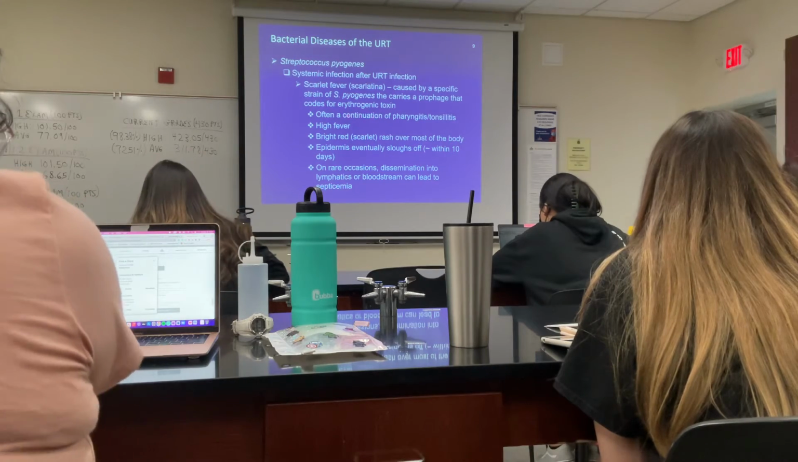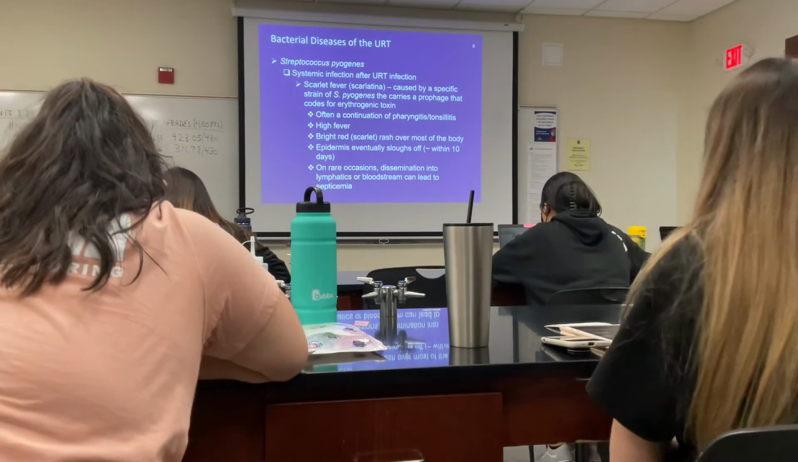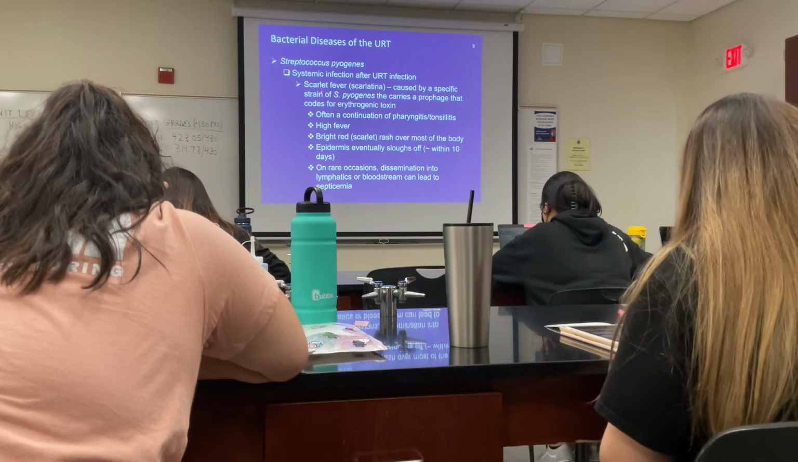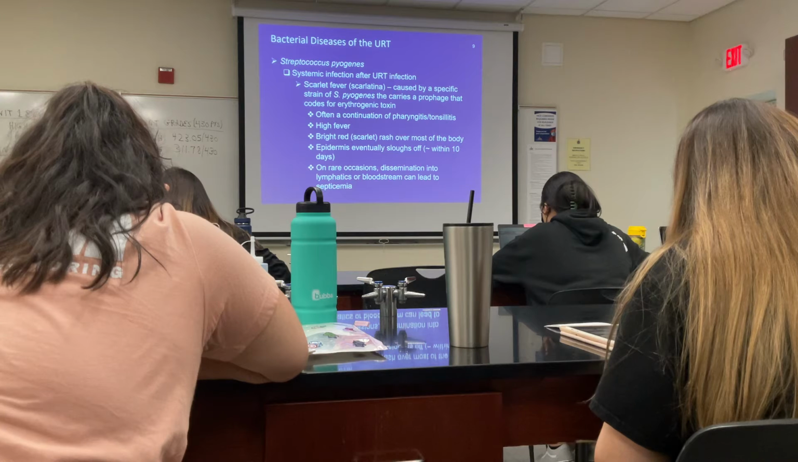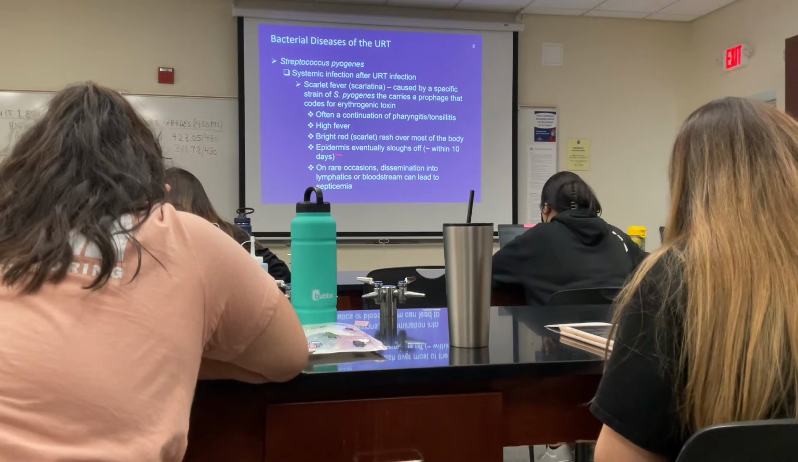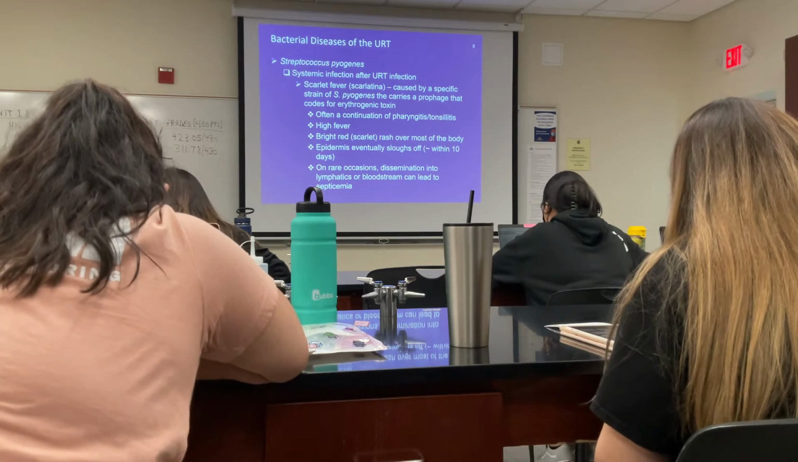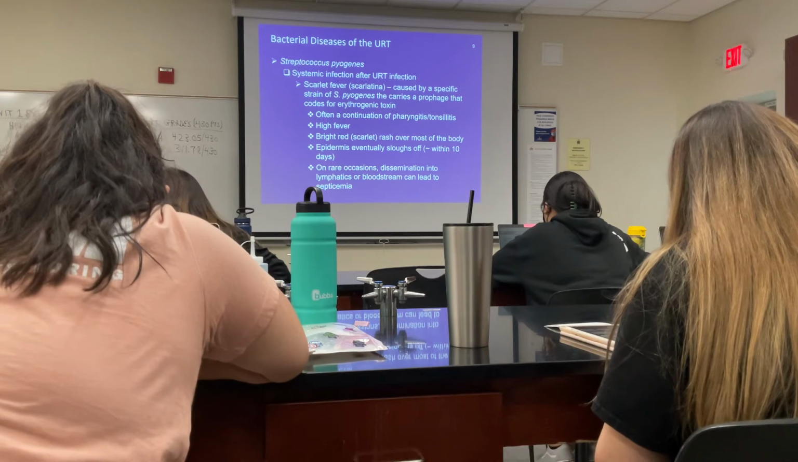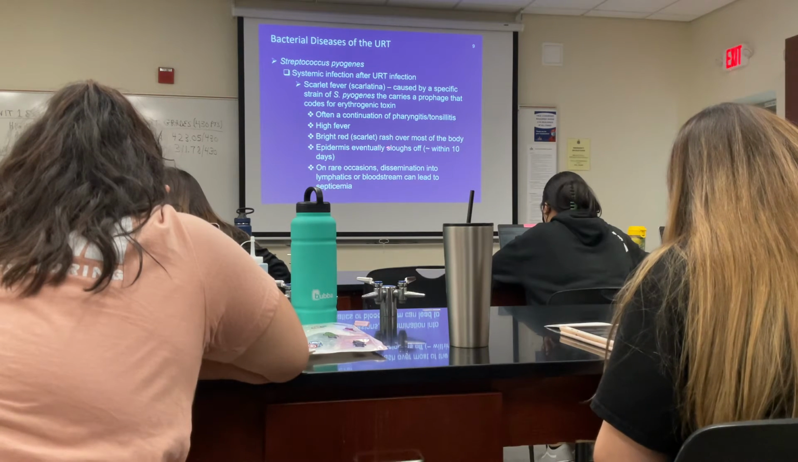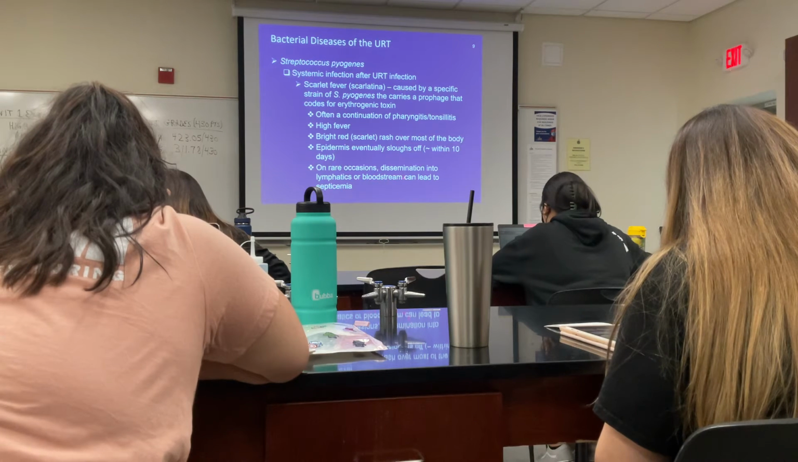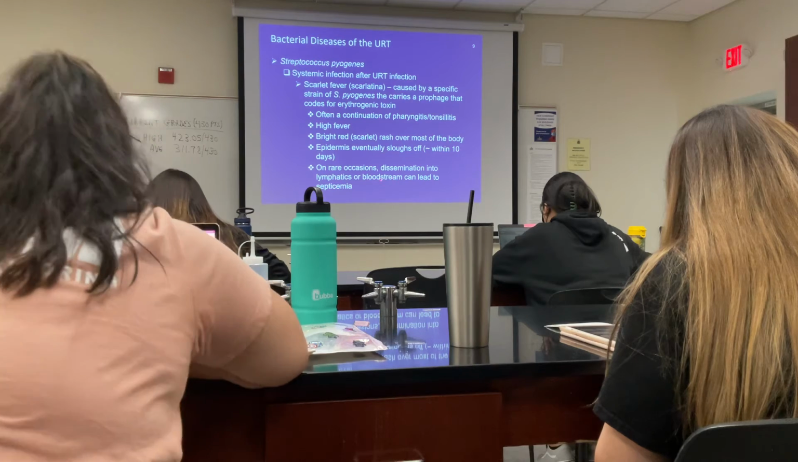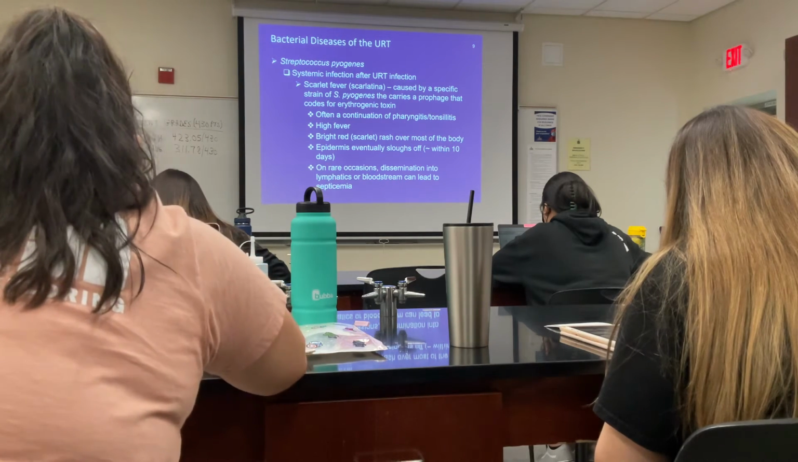So, it's often a continuation of pharyngitis or tonsillitis if you end up getting it. So you'll get strep throat first and then it progresses to this. If you have that, then high fever, and then you get this characteristic bright red rash over most of the body. And this can happen whether you're an adult or a kid. Eventually your epidermis will slough off, usually within about 10 days. Basically like you went to the beach in the summer and got a really bad sunburn. On rare occasions, it can disseminate into your lymphatics and your bloodstream, and that can lead to septicemia also.